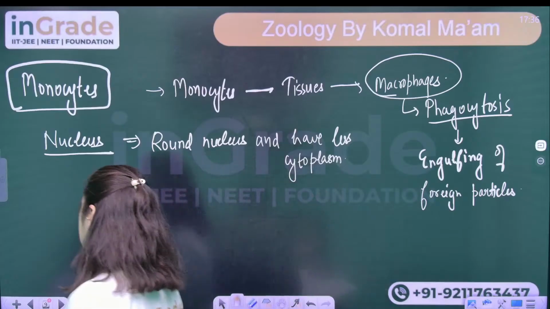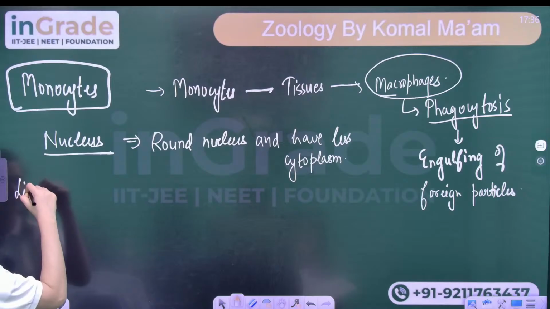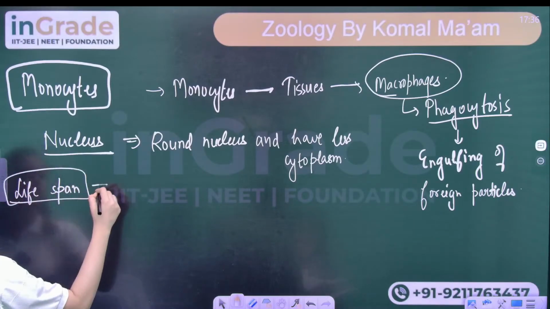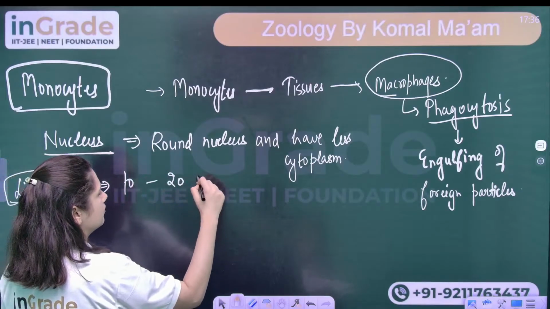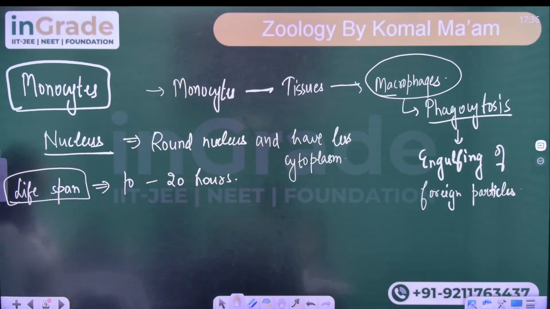Okay. Next, if we talk about their lifespan, the lifespan of monocytes is around 10 to 20 hours. Okay, class.